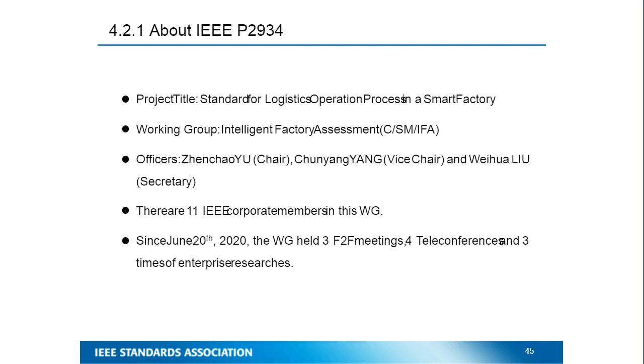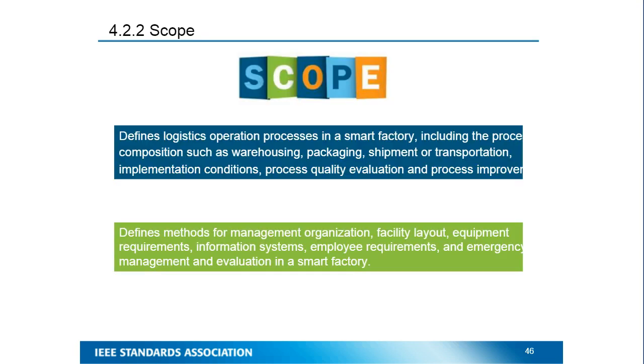So in IEEE P2934, a standard for the logistics operation process in a smart factory is discussed and tries to cover the aforementioned benefits. This standard will define the logistics operation process in a smart factory, including the process composition such as warehousing, packaging, shipment or transportation, implementation conditions, process quality evaluation, and process improvements. In addition, it defines methods for management organization, facility layout, equipment requirements, information systems, employee requirements, and emergency management and evaluation in a smart factory.